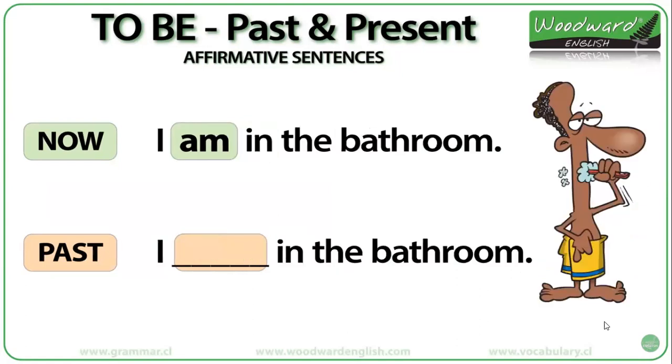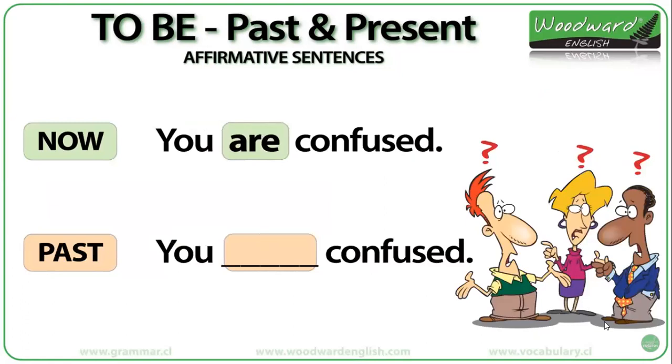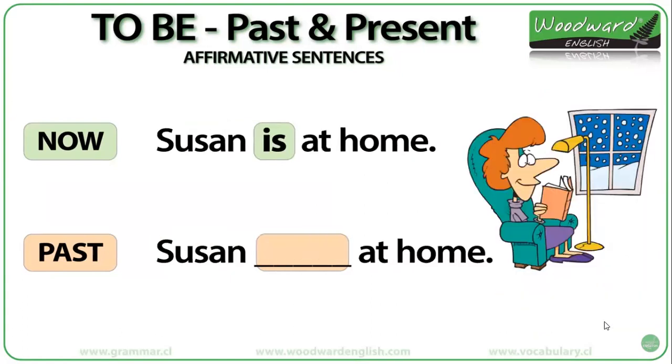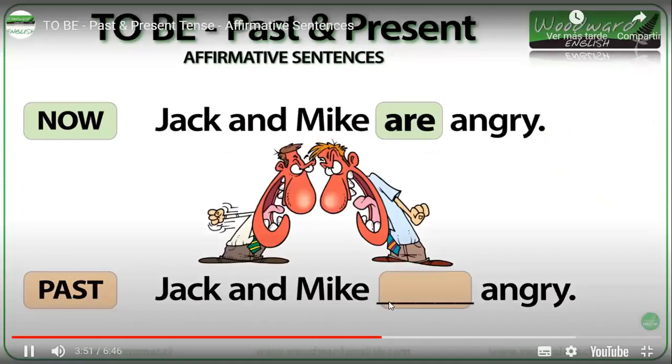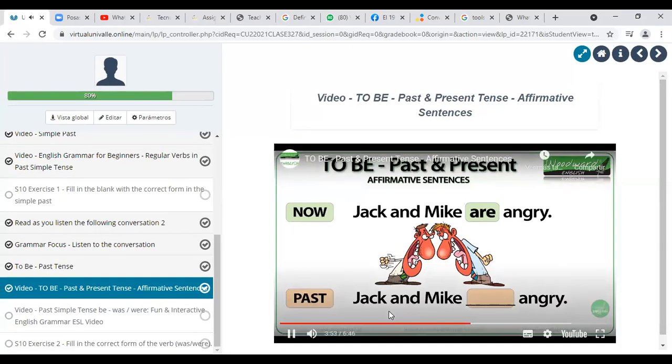I am in the bathroom. I was in the bathroom. You are confused. You were confused. Susan is at home. Susan was at home. We use was because Susan is she. She was at home. Jack and Mike are angry. Jack and Mike.